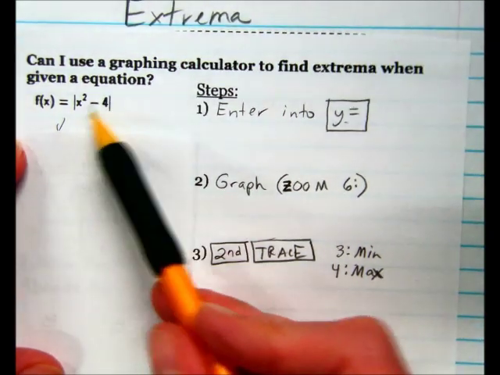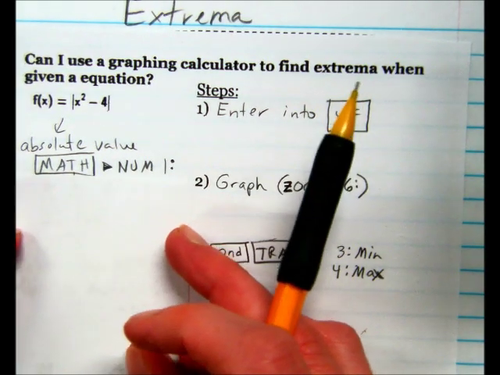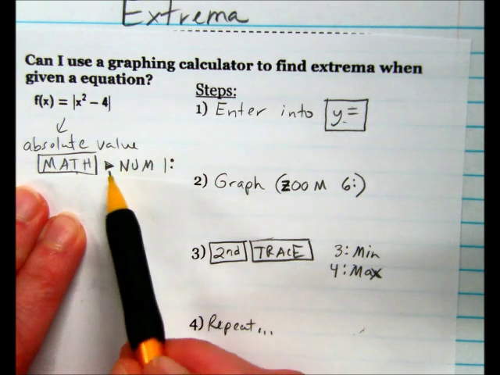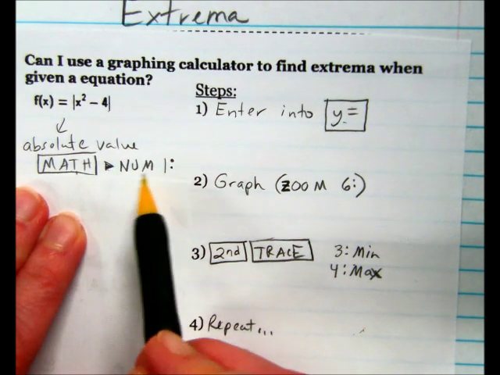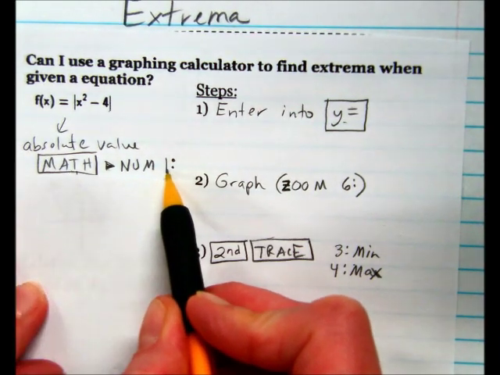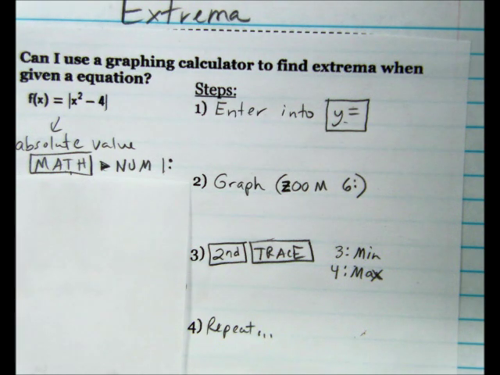Now, this particular example has absolute value. If you want to do absolute value on the graphing calculators, you push the math button and then the right arrow so that you're in the number menu, and then you will select option number 1. I will go through that process with you on my calculator.